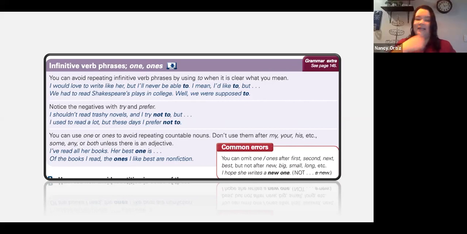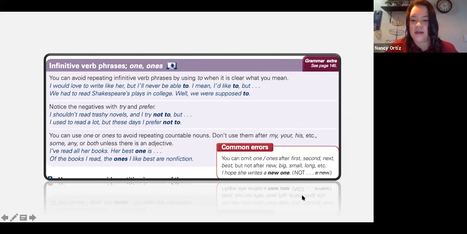All right. There's one more way, guys, that we can use to avoid repetition. We can use the words one or ones. In this case, these are not for verbs, but to avoid repeating countable nouns. Super important: don't use them after my, your, his, etc., so not after possessive adjectives, and not after some, any, or both, unless there is an adjective there. After these words, you don't use one or ones, super important.